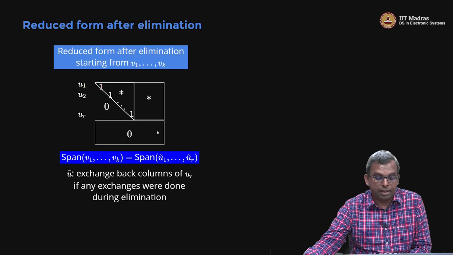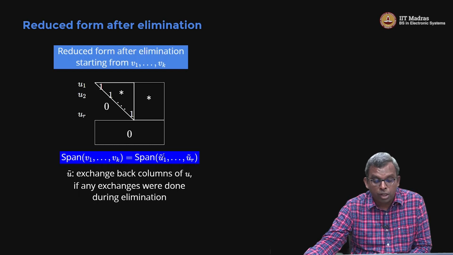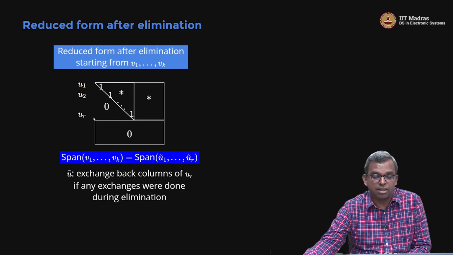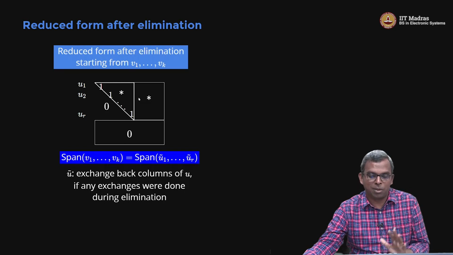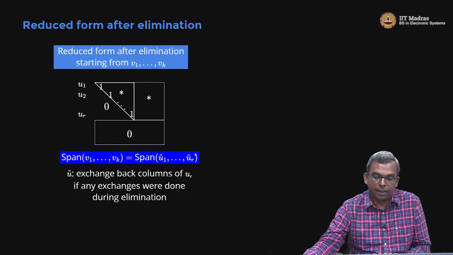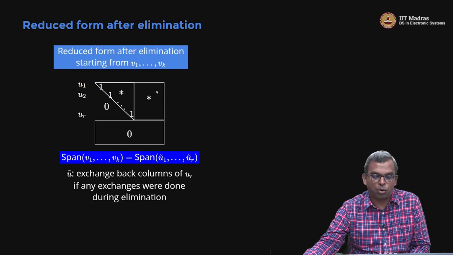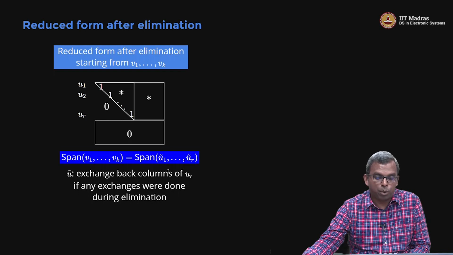In this case, what happens is span of V1 to Vk still remains the same as span of U1 tilde, U2 tilde, to UR tilde. What is this tilde I am doing? You may have done some column exchanges, row exchanges do not matter, but you may have done some column exchanges. Whenever you did a column exchange, you have to record and go back and undo all the column exchanges to go from U to U tilde. Okay, it is just a permutation of the coordinates. So, that is just to compensate for whatever exchange you had to do. If you do that, you will see that span of V1 to Vk is exactly equal to span of U1 tilde to UR tilde. Okay, so that is an important fact.